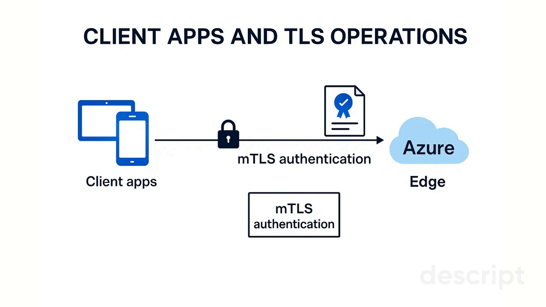Clients, whether they're mobile apps, web dashboards, or IoT devices, connect using mutual TLS, which encrypts data and authenticates endpoints. Azure offloads TLS at the edge, centralizing certificate management and improving both latency and security. According to Microsoft, this can reduce handshake times by up to 30% compared to on-premise solutions.